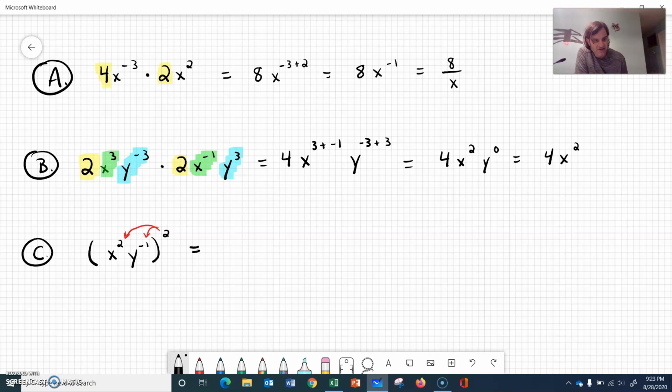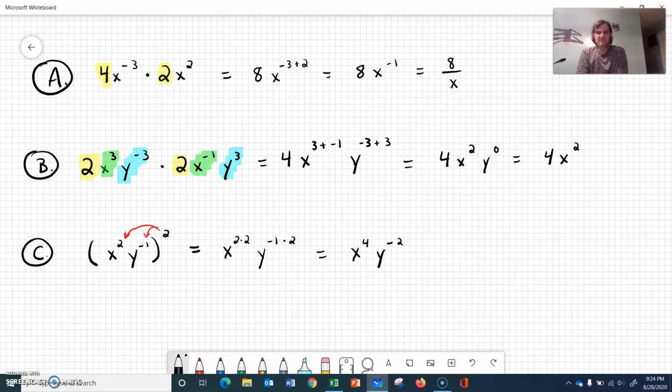So x squared raised to the 2 will be x to the 2 times 2. And then y to the negative 1 squared would be y to the negative 1 times 2. So if we clean that up, it'll be x to the 4th for 2 times 2, and y to the negative 2 for negative 1 times 2.